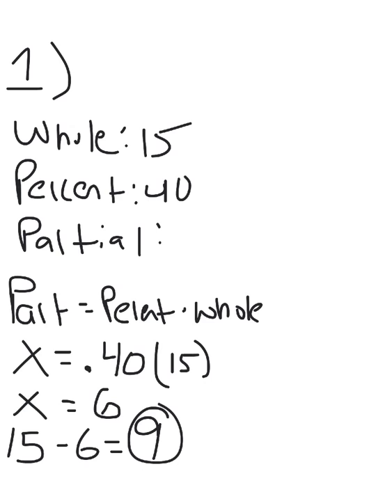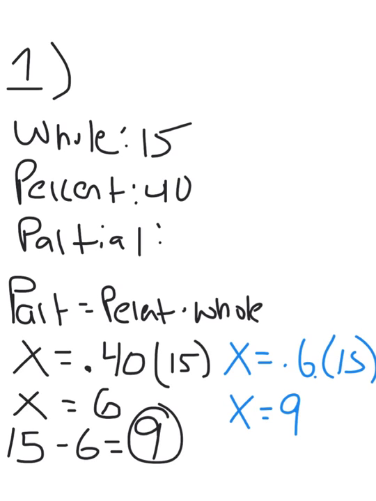Now another way you can look at this is you can think, well, if 40% of the darts hit the bullseye, that means 60% of the darts did not hit the bullseye. So I could also use the equation x equals 0.60 times 15. Now if I multiply 0.6 times 15, that's going to give me 9, x equals 9, and that represents, once again, the number of darts that did not hit the bullseye. So 2 methods to solving that first problem.